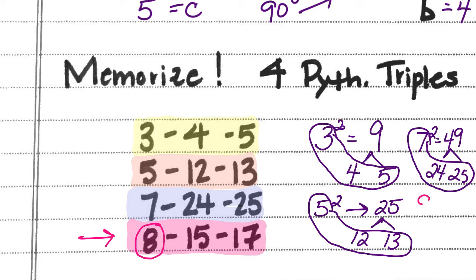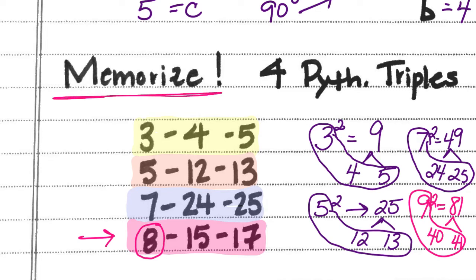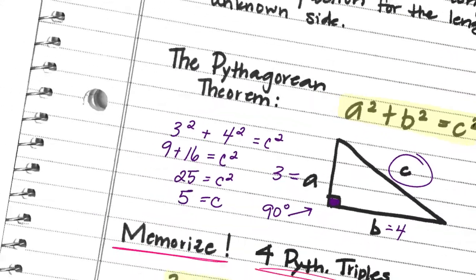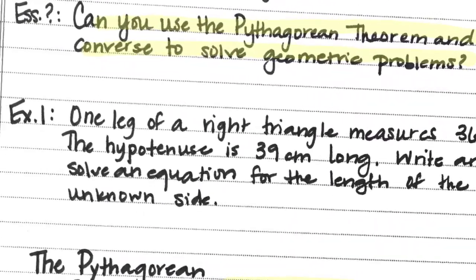So let's even look at 9. 9 squared we know is 81, because your mean math teacher made you memorize that. So I know that this is a 9, 40, 41. And if you actually put this into that a squared plus b squared equals c squared, you would get your perfect Pythagorean triple. So very, very, very important. The first thing I want you to do is memorize your 4 Pythagorean triples. And when I say 4, I mean these 4. 1, 2, 3, 4.